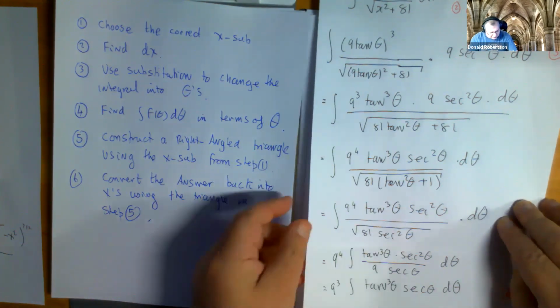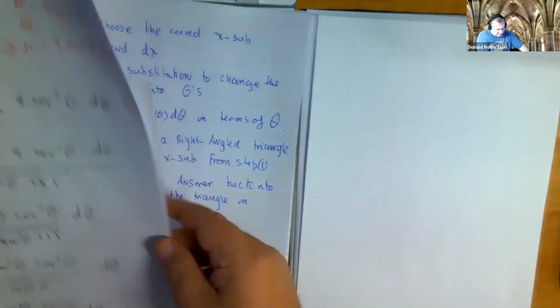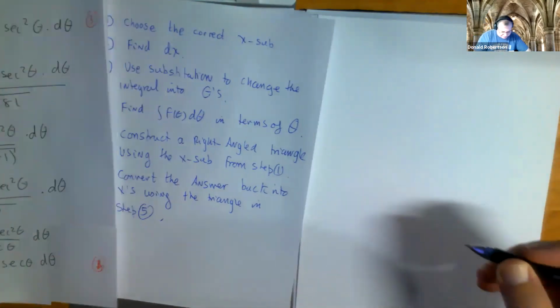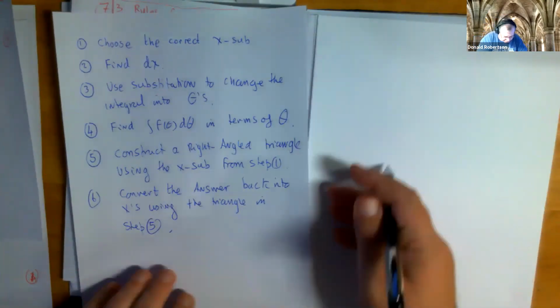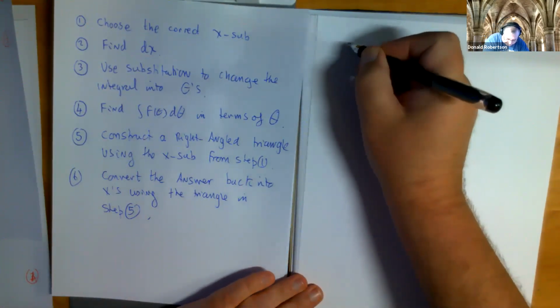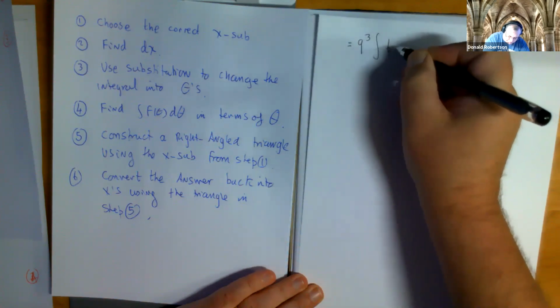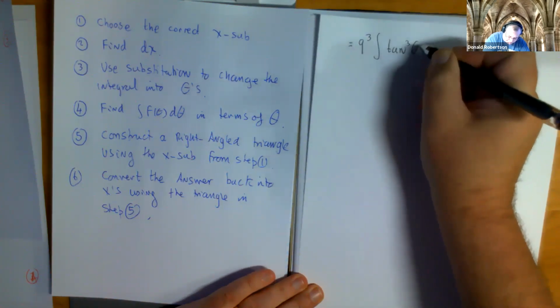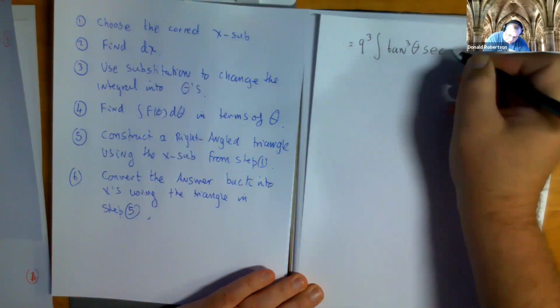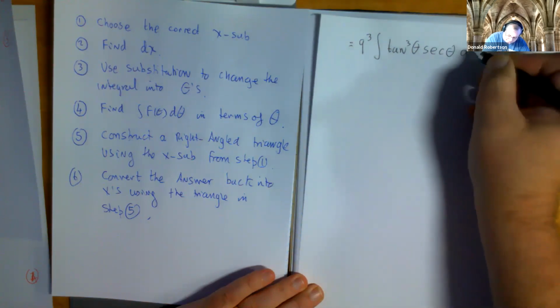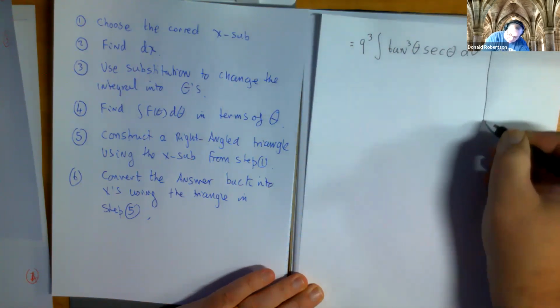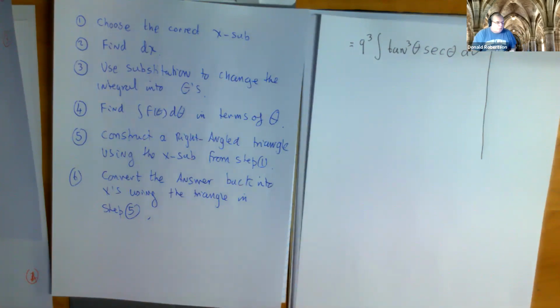So I'm going to have to move this over. And let's find out what that is equal to. So this is just me repeating that last line. So it's 9 cubed, this fella, this fella, d theta. If you were wondering why there's only 2 sections this week, you probably aren't wondering anymore. Can you see how long this thing's going to take us?